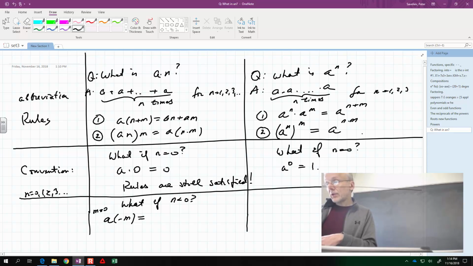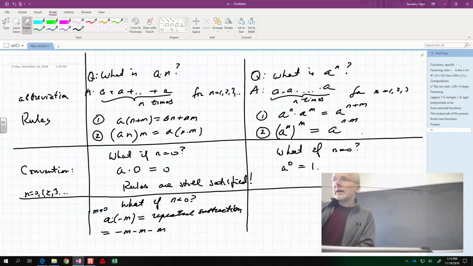And the answer is repeated subtraction. It works analogously to the original. When n was positive, we repeated addition n times, and now we repeat subtraction n times. So it is equal to a minus a minus a minus a, I'm sorry, these are all a's, a minus a minus a minus a, m times.